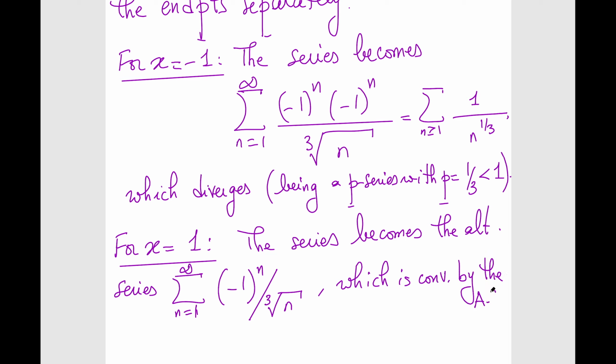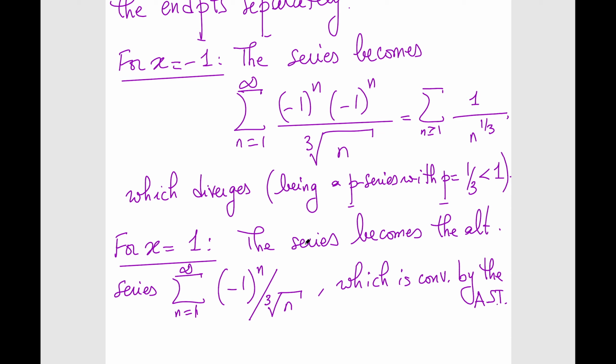I'm going to just write the acronym AST, by the alternating series test. Okay, I'll let you do it. Just check this, please. Make sure that this is the case. Remember, for the alternating series test, the 1 over third root of n terms have to be decreasing all the way to 0, right? It's not hard to see, but just make the case.